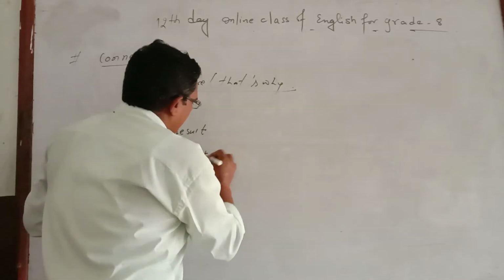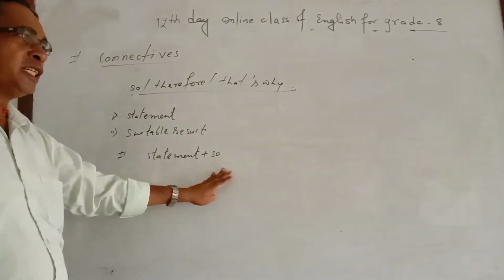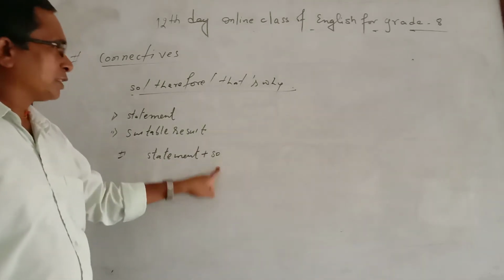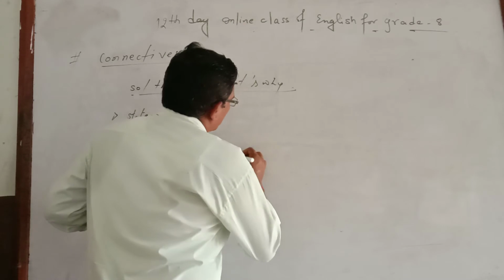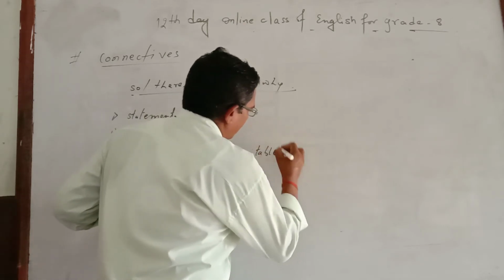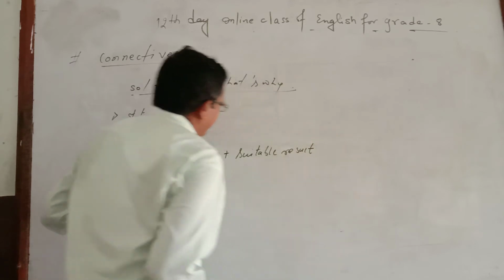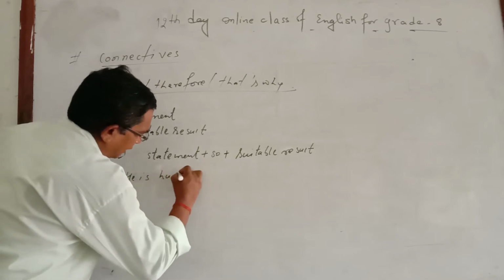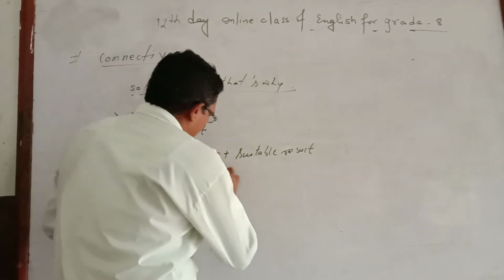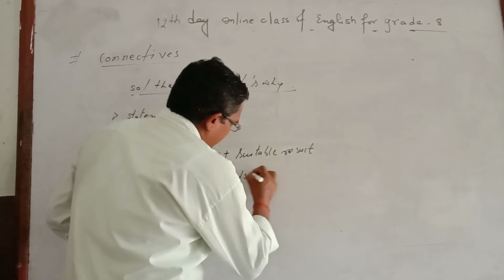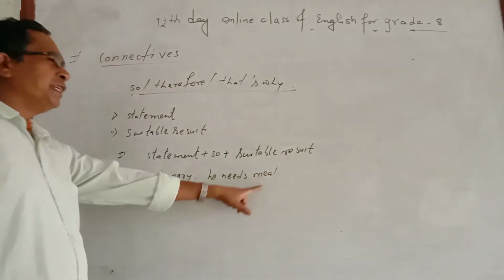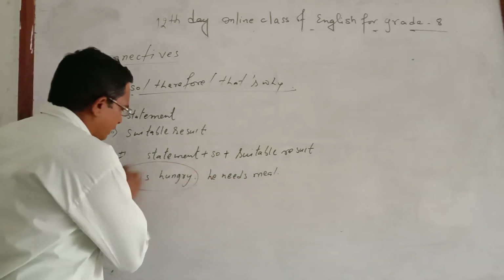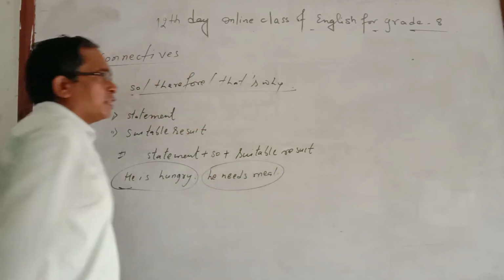After that, where you use "so", there you can use "therefore" or "that's why" also, as it is. So, statement plus "so", and after that a suitable result, as it is. As I told in the example, he is hungry. Full stop. He needs a meal. Why does he need a meal? Because he is hungry. And he is hungry, that's why he needs the meal. So "he is hungry" is the statement, "he needs a meal" is the suitable result.